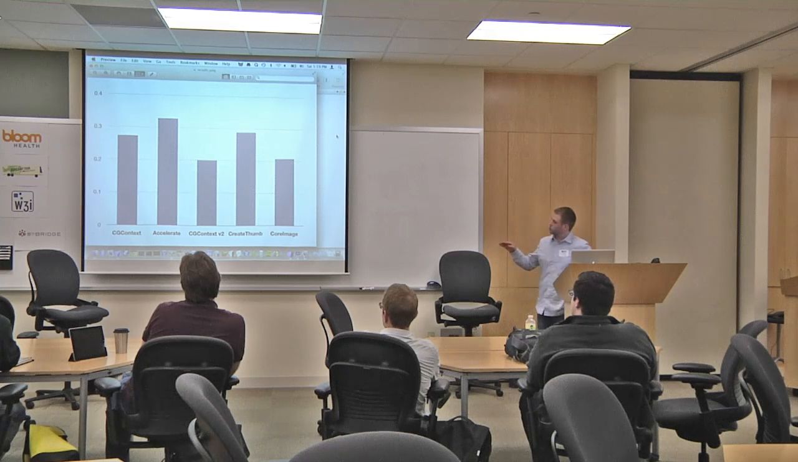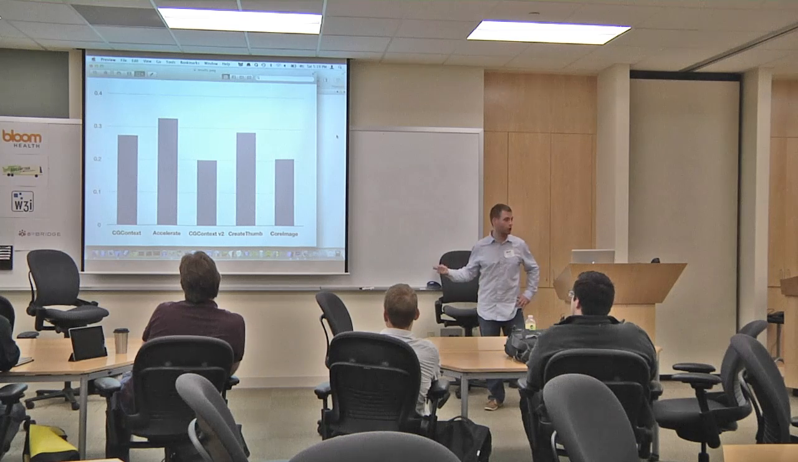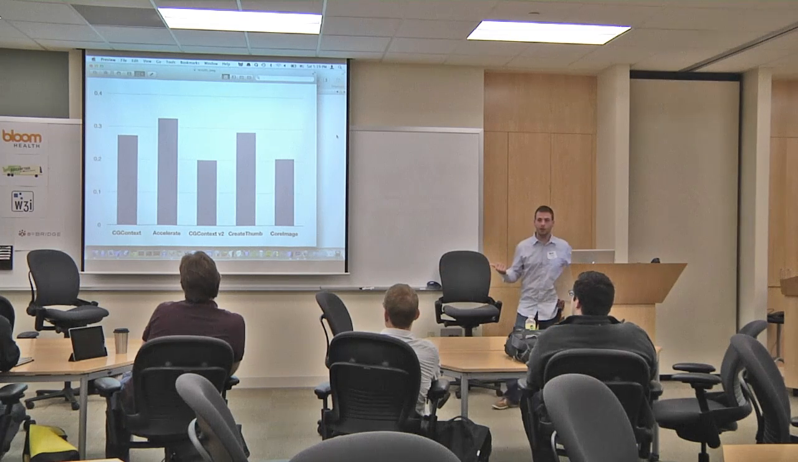So CG context, well, the operations, the different types are on the bottom. Seconds is on the left, so shorter is better. And CG context there, the first item, is what we started with. That's core graphics. I've got the Accelerate framework, which actually performed worse, which was surprising.